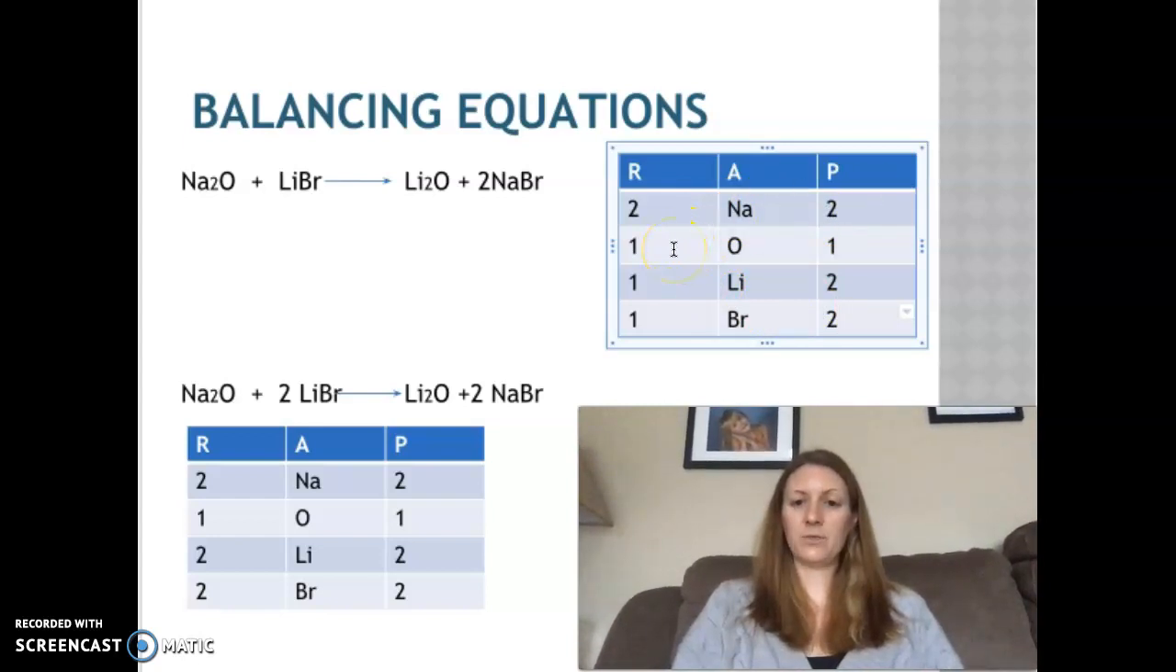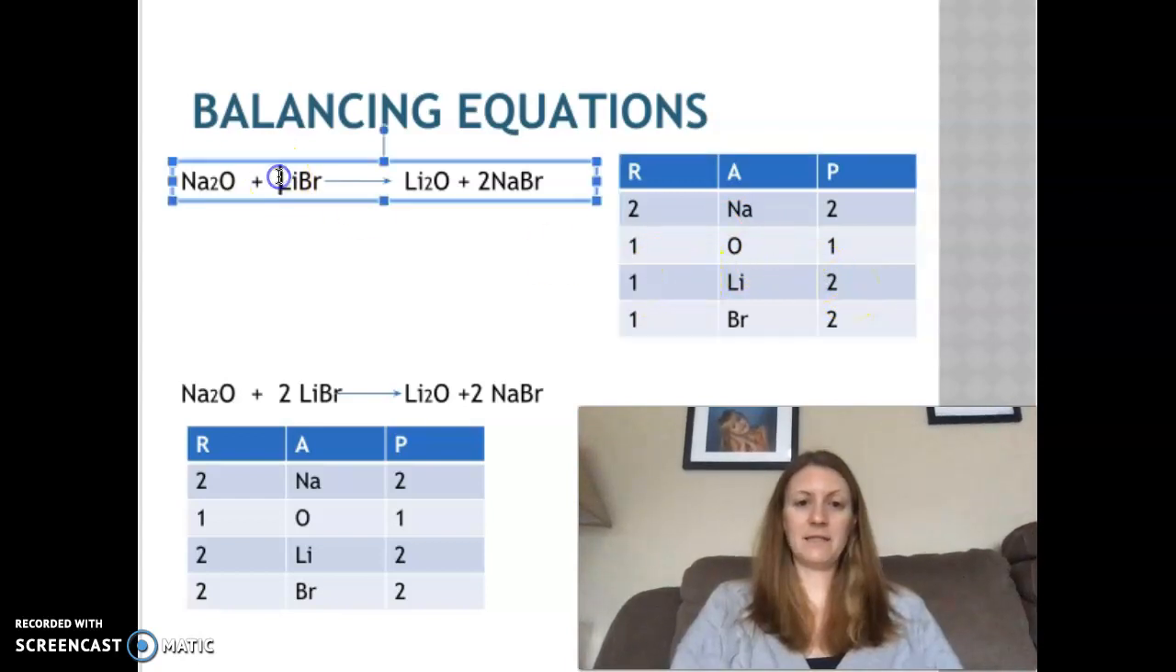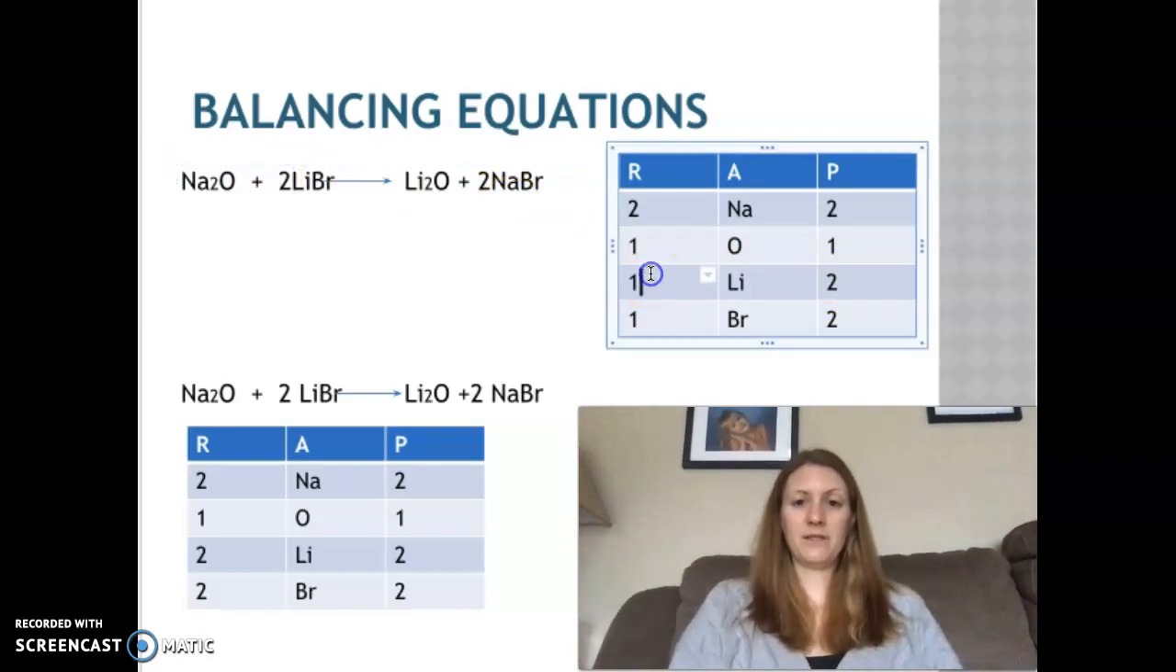My oxygen has 1 and 1, so they match. My lithium has 1 and 2, so that's a problem. Since I've got 2 on the product side and only 1 on the reactant side, that means I have to change something on the reactant side. So I'm going to put a 2 here, which means I'm going to change this to a 2. And because I put a 2 there, it also applies to the Br, so I also need to change the Br.